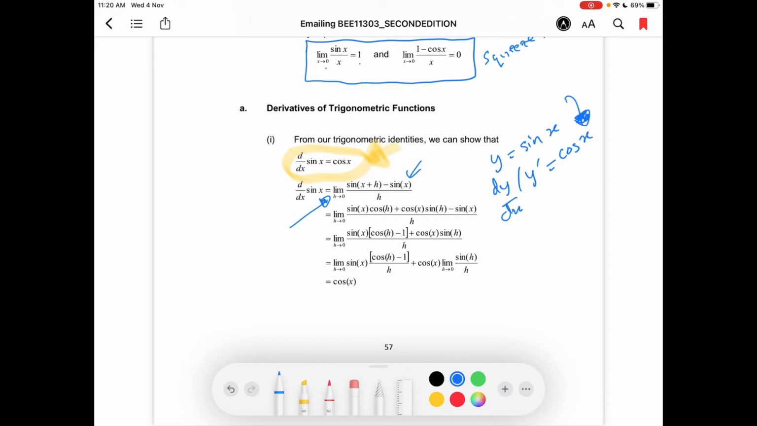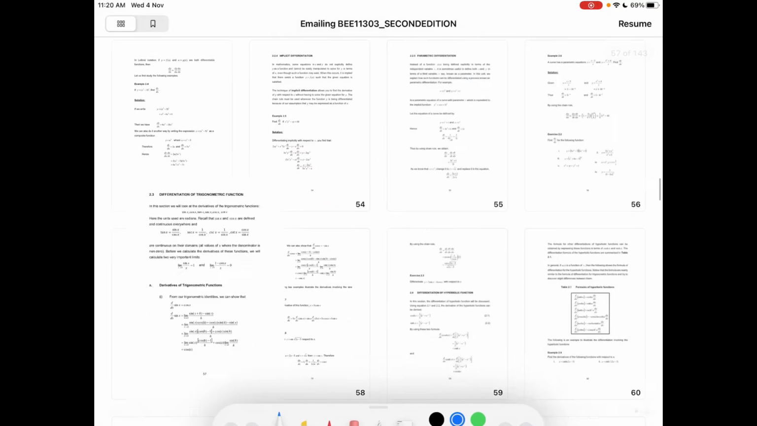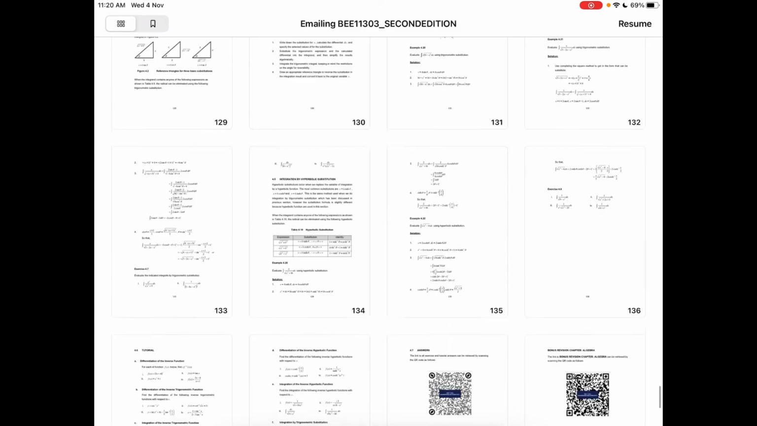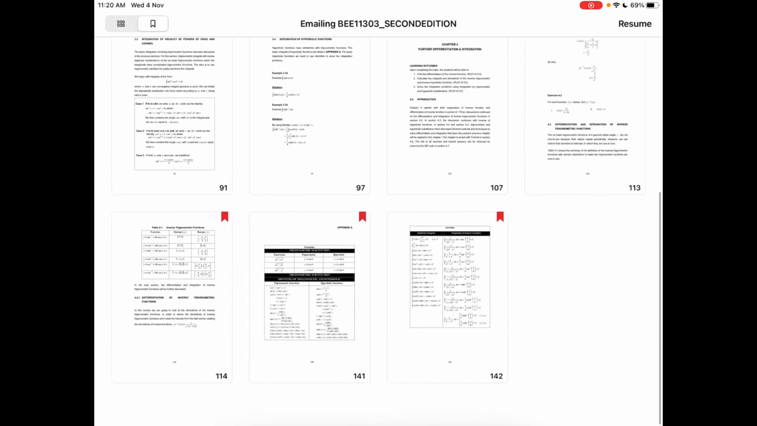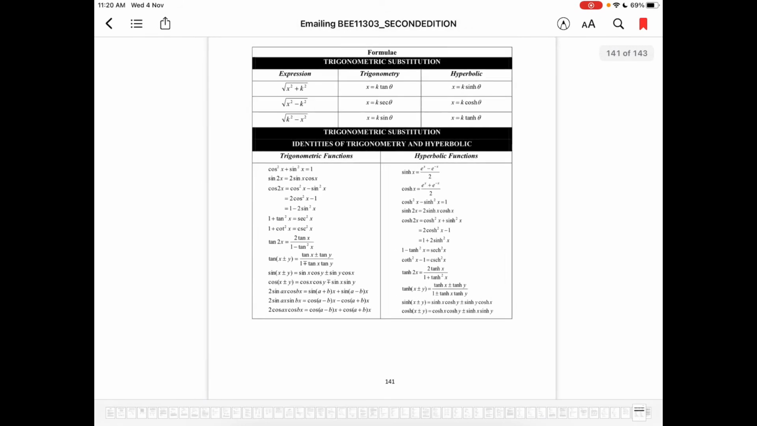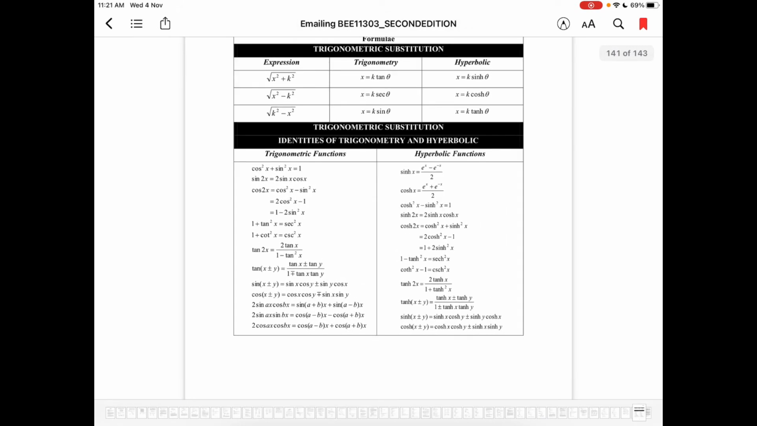And then you need to use the trigonometry identity. If you already received the module, or later on when you get the module, you can go to the last page. Maybe I can go to the bookmark. Yeah, this one. If you go to the last page, page 141, the trigonometry identity that you need to apply is listed here.